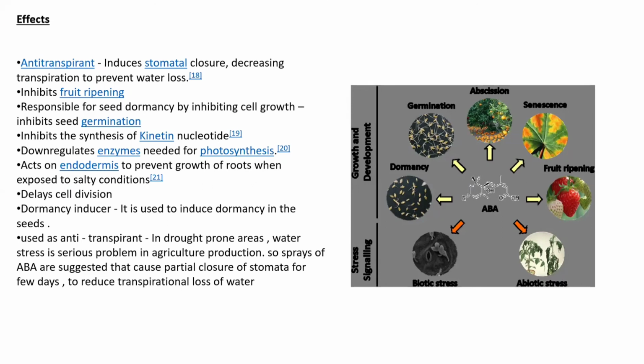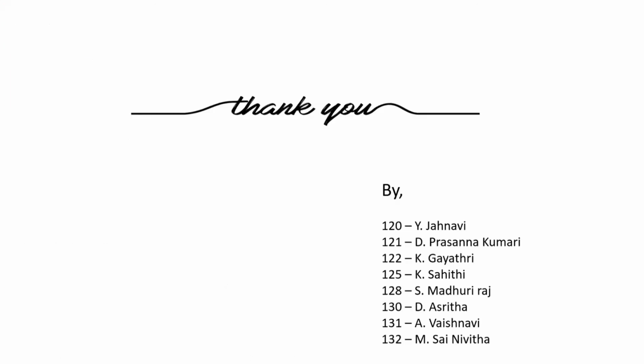Lastly, in conclusion, abscisic acid is the main hormone involved in seed dormancy. Seed dormancy is necessary to ensure the survival of the seedling and to maximize seed dispersal.